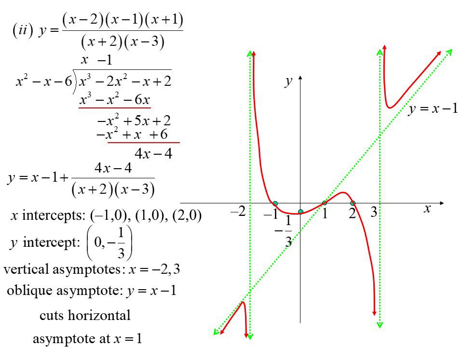So I know it's going to do something like that. Now, the next piece. I've got to go through minus 1. I've got to go through the y-intercept of minus a third. I know it's going to cut at 1. It's also going to go through 2. And it's going to go towards these asymptotes. It'll do something like that.